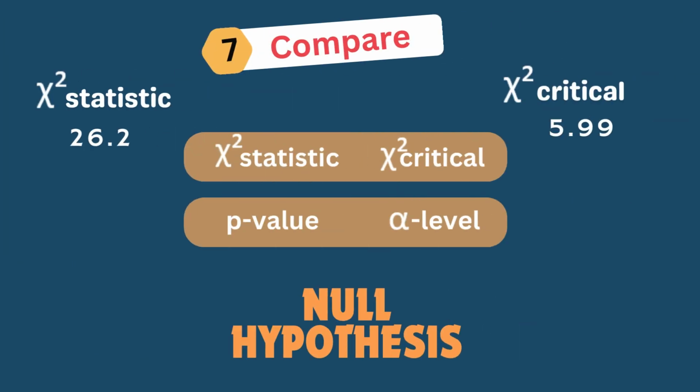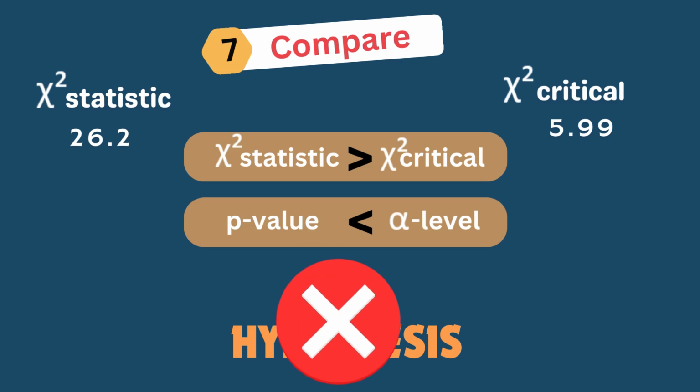Step 7. Compare chi-square statistic and chi-square critical. Here also chi-square statistics is more than chi-square critical. And that means that p-value is less than alpha level and therefore we can reject the null hypothesis.